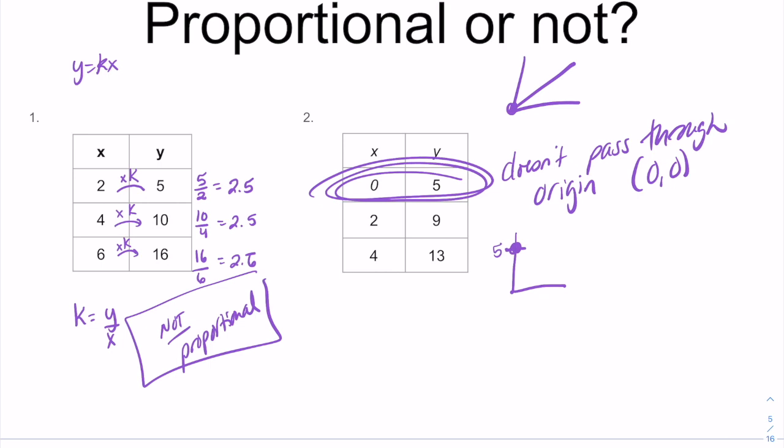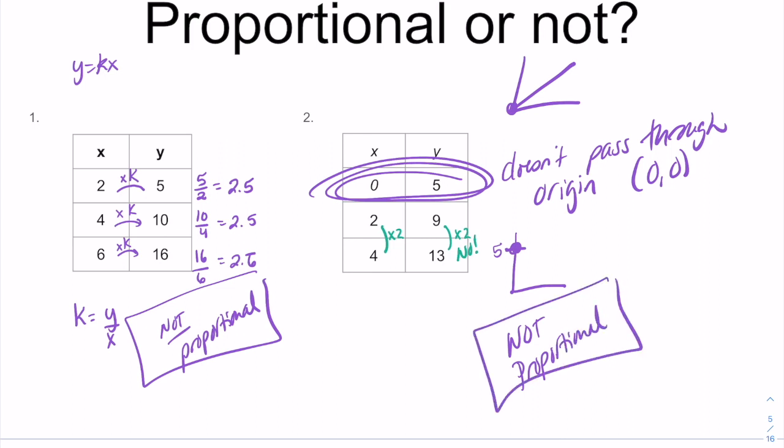Another thing that we noticed right here, if I multiply 2 by 2, I get 4. Then I would have to also be able to multiply 9 by 2, but 9 by 2 is 18, not 13, so that doesn't hold true. So we figured out in class today that number 2 is also not proportional. Being able to figure out if a table is proportional or not is one of the things that you need to be able to do.